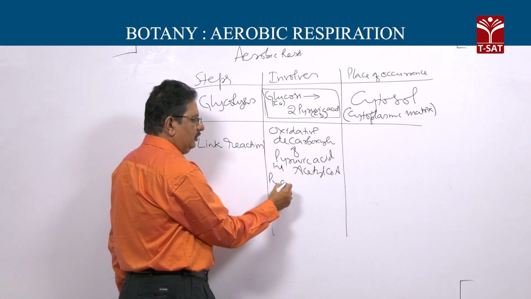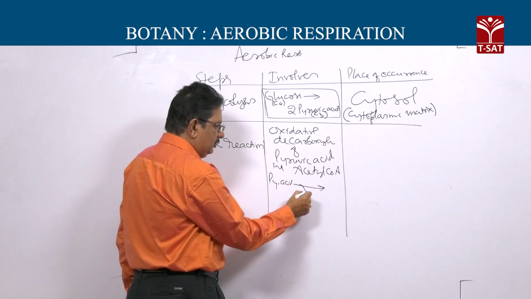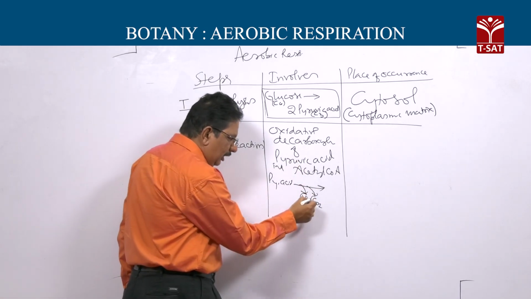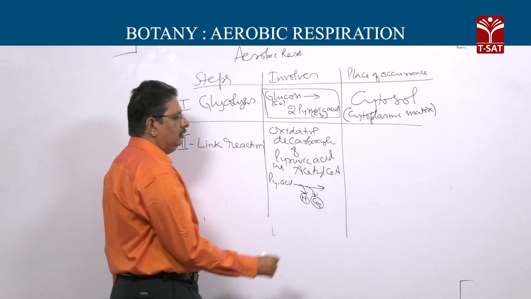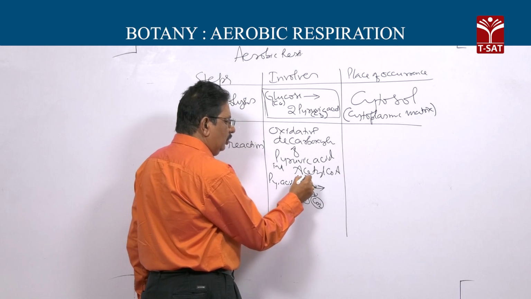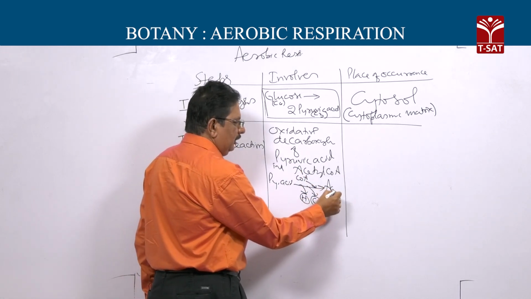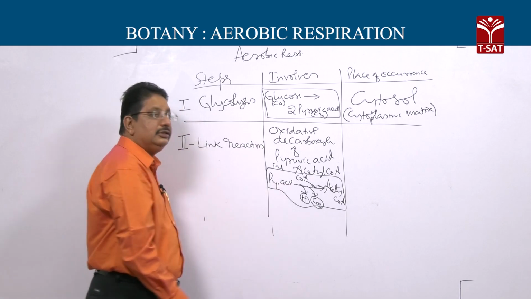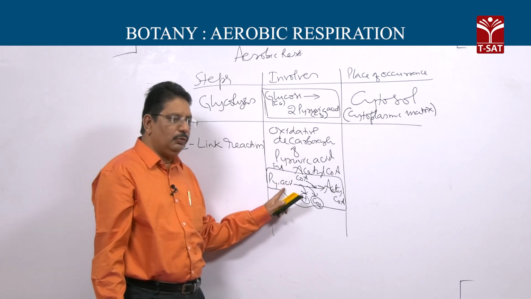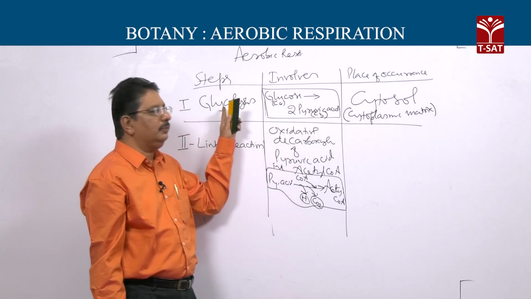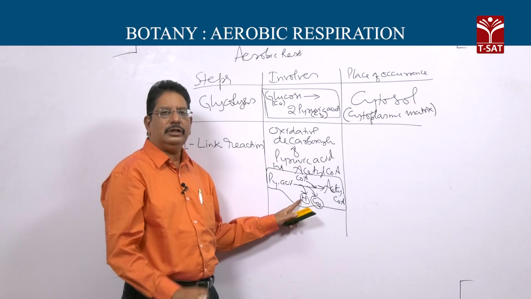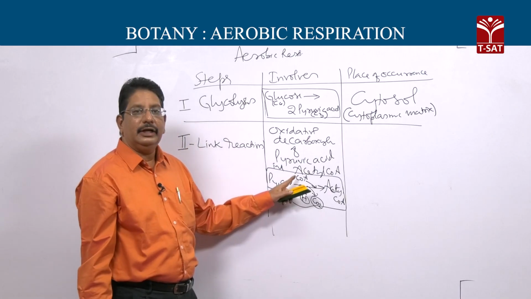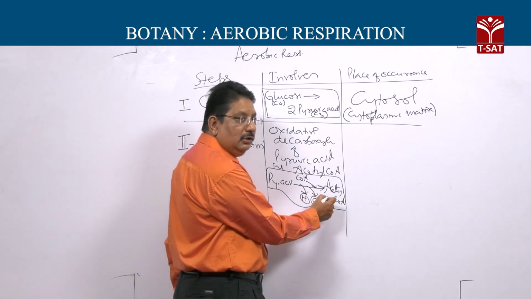The pyruvic acid undergoes oxidation, the removal of hydrogens, undergoes decarboxylation, liberation of CO2, and condenses with coenzyme A and forms acetyl coenzyme A. So, this is considered to be the second step in aerobic respiration, where pyruvic acid, the end product of glycolysis, undergoes some complex conversions, loses hydrogens, loses carbon dioxide, and reacts with coenzyme A and forms acetyl coenzyme A.